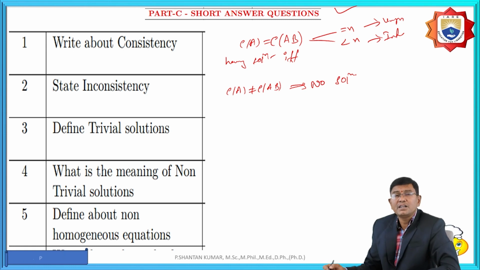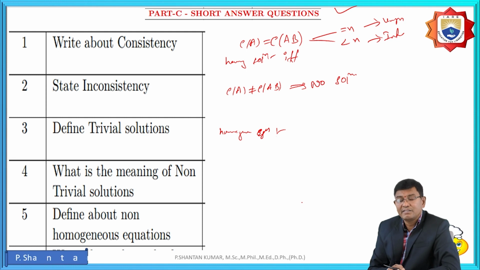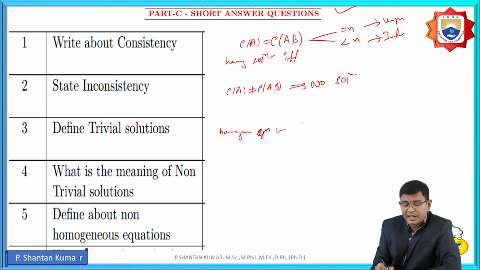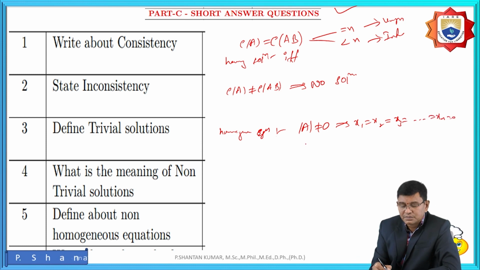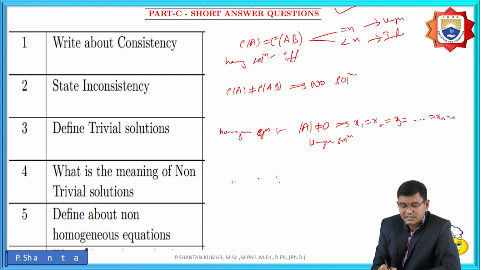Trivial solution. This is under homogeneous equations. For a homogeneous system, the trivial solution occurs when determinant of A is not equal to 0, that means x1 equals x2 equals x3 equals 0, all values are zero. That is a unique solution. What is the meaning of non-trivial? Other than this, the homogeneous system has the same condition but determinant of A is equal to 0. Here there are infinite solutions.